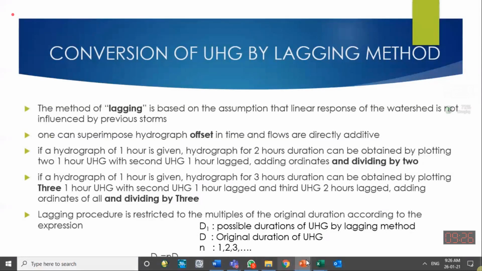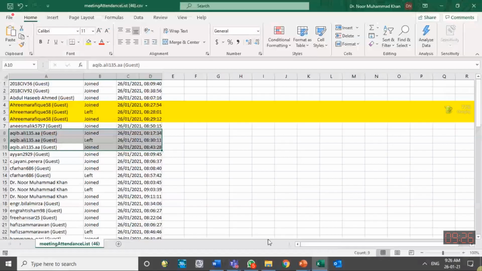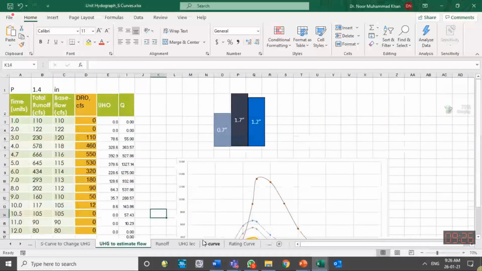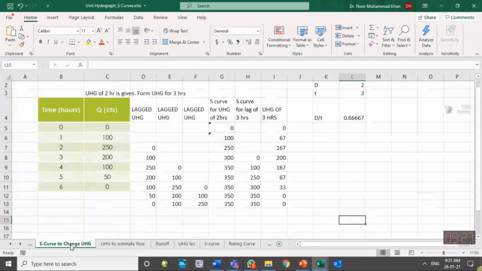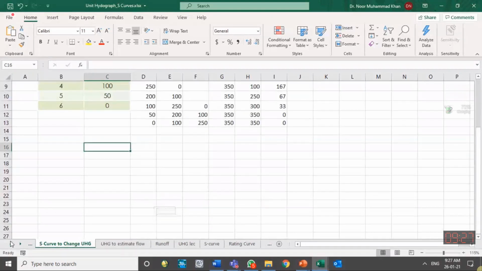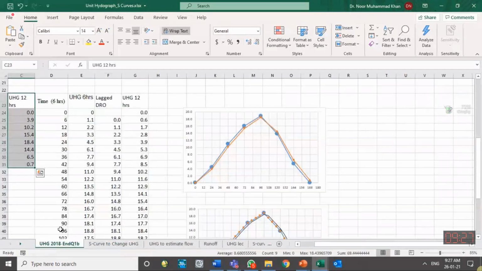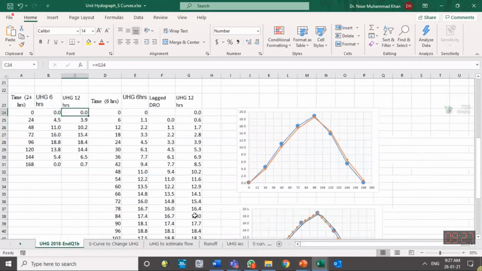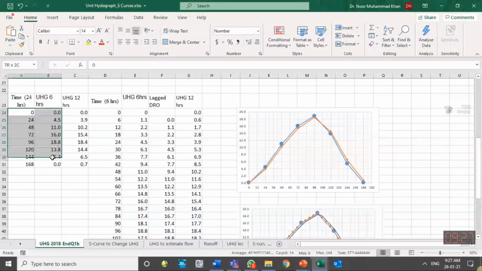Lagging method. Let me see if I have the example done over here. Unit hydrograph estimate conversion. So here is a conversion. Here is a 6-hour unit hydrograph. Is it so? Yeah. Here is a 6-hour unit hydrograph.